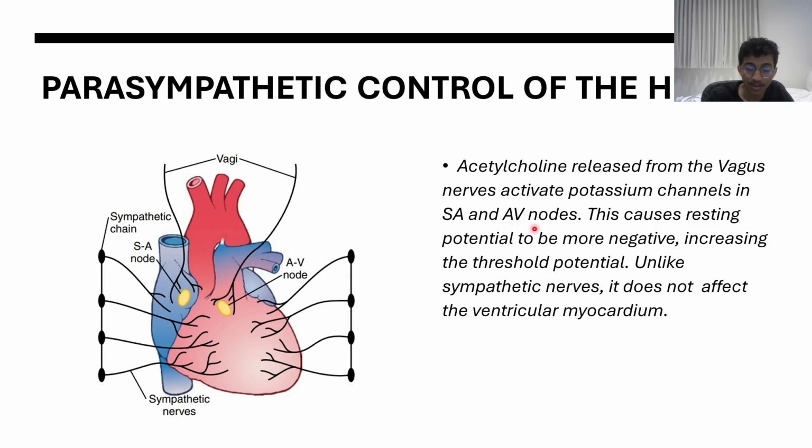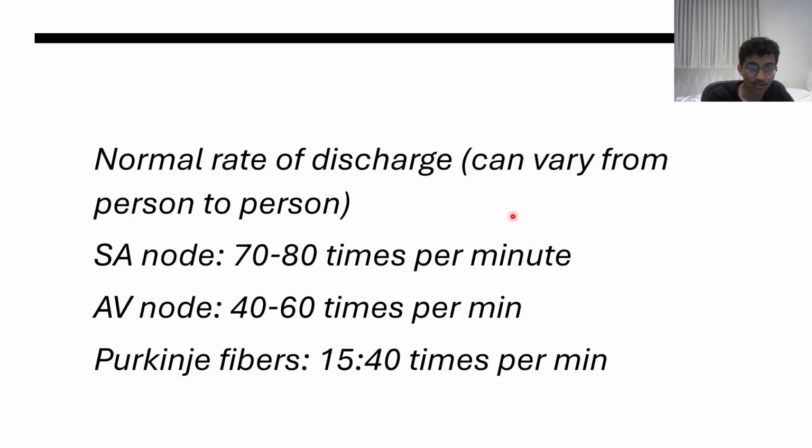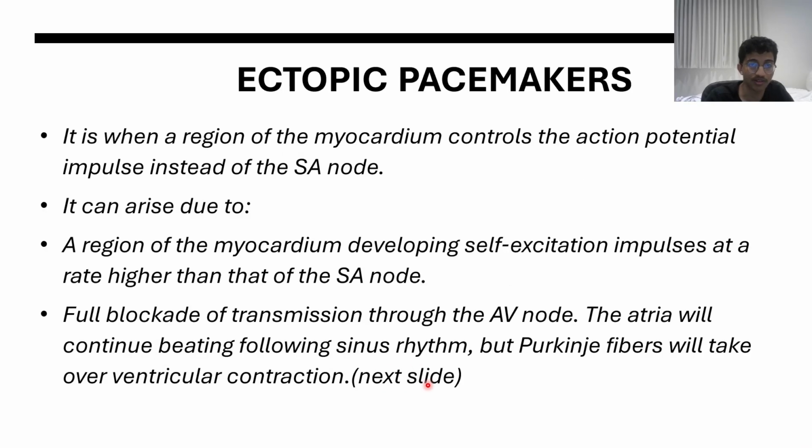Okay, now these are the normal rates of discharge. Of course, they're not fixed. They can vary from person to person. For example, athletes usually have a lower rate of discharge, but this is like the average. SA node is 70 to 80 times per minute. AV node is 40 to 60 times per minute, and Purkinje fibers is 15 to 40 times per minute.